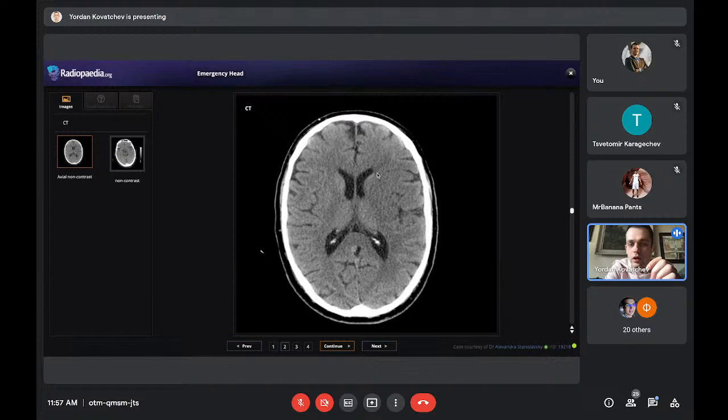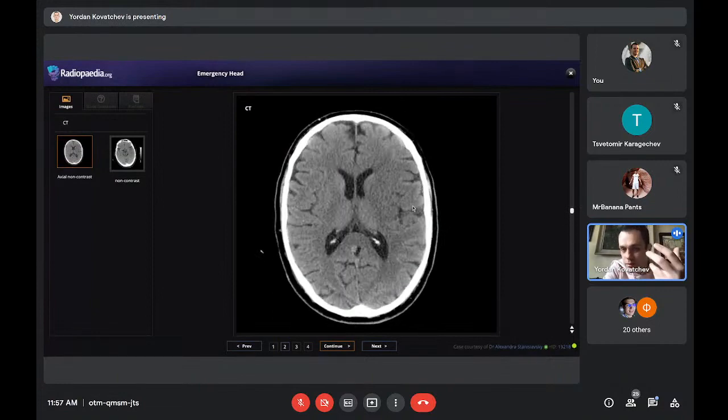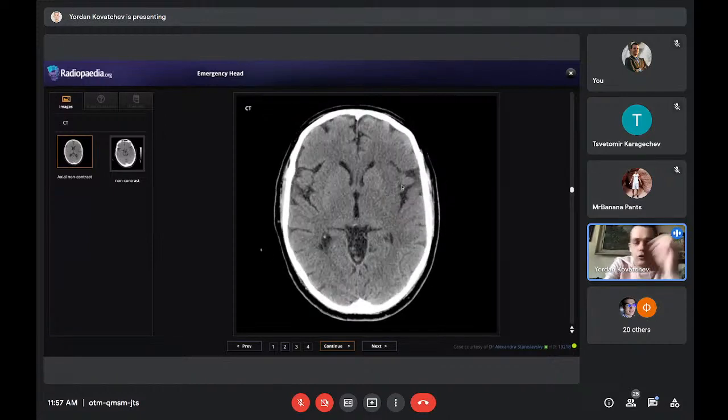And this is because there are collaterals from the ACA, from the anterior circulation, the posterior circulation. There are collaterals that supply this region, so it's still not infarcted. There is ischemia, but it's compensated. Whereas here, there is no collateral circulation, so the brain is already dying. It's really susceptible to ischemia.